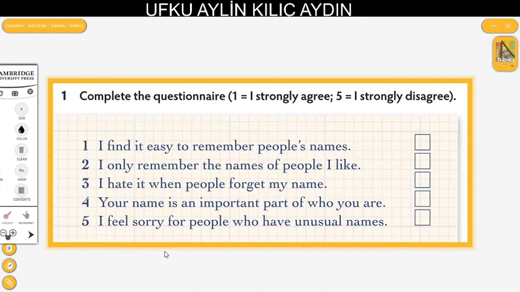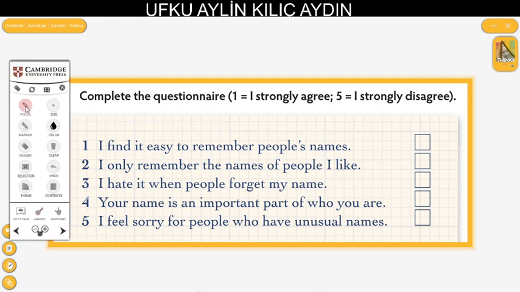Complete the questionnaire. 1 means I strongly agree. 5 means I strongly disagree. It's up to you. The answers are up to you. I will do it, up to me. I find it easy to remember people's names. No, actually. Let's write 2 here. Not so easy, but it's not so hard.